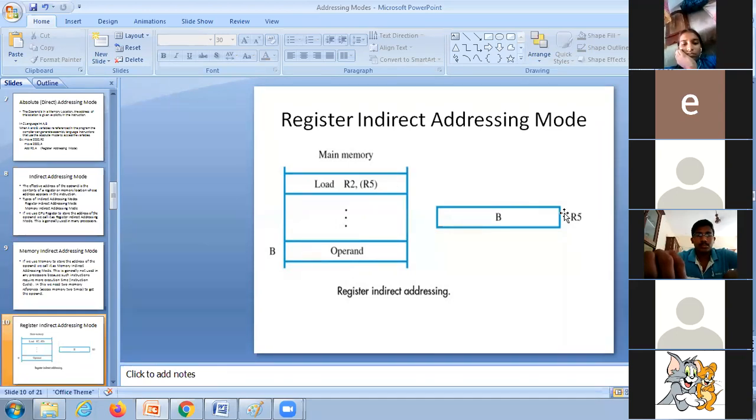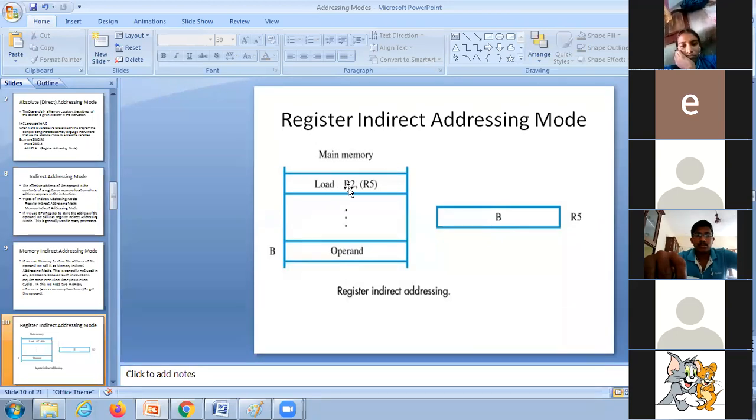So what is R5 here? R5 is the register, CPU register, which contains B here. What is B? B is the address where the operand is available. Is it clear?